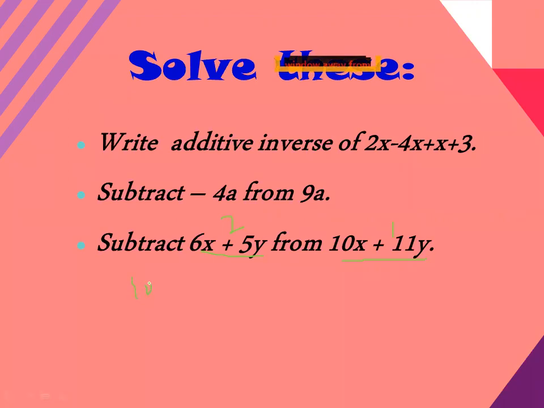Yes, so what you will do is write your first expression. First you will write 10x plus 11y inside the bracket. Then you will write minus 6x plus 5y. Okay, then simply you will write 10x plus 11y minus 6x, and minus plus will be minus 5y. So 10 minus 5 will be 5y, and 11 minus 6, what will it be?